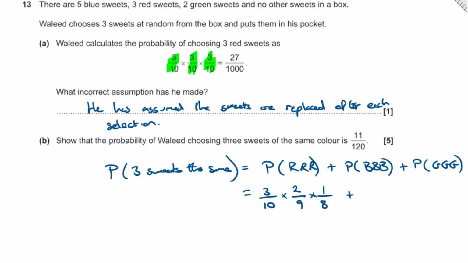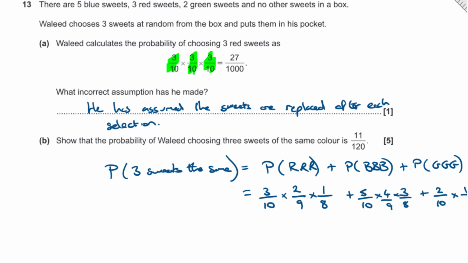Then blue, we start off with 5 blue sweets. So I'm going to get 5 over 10 for the first selection, and then 4, and then 3 on the top, and 9 and 8 on the bottom. Now with green, we've only got 2 green sweets, haven't we? So 2 over 10. So then I'm going to get 1 and then 0, aren't I?